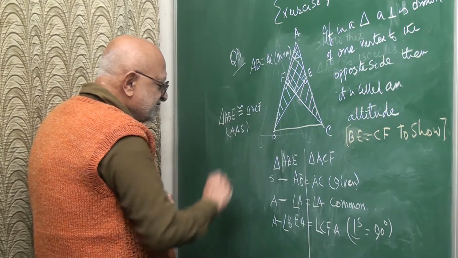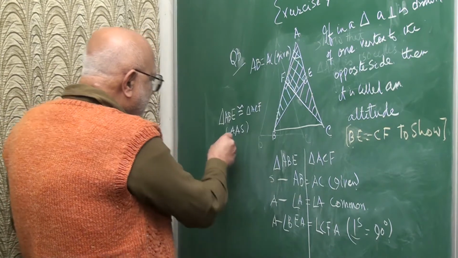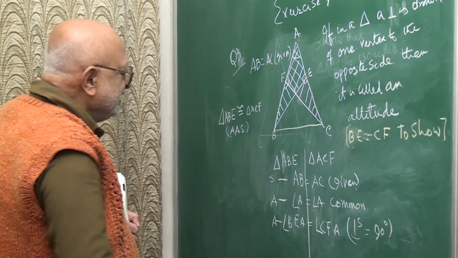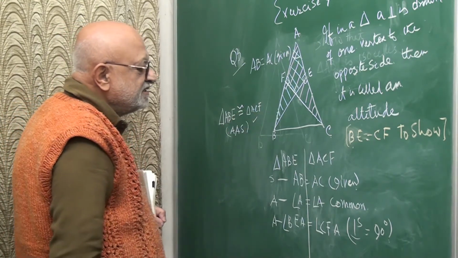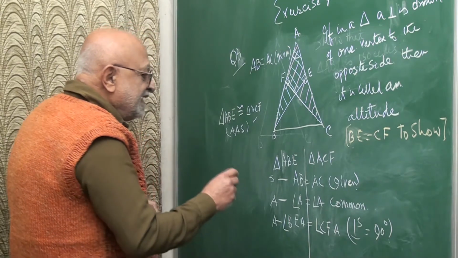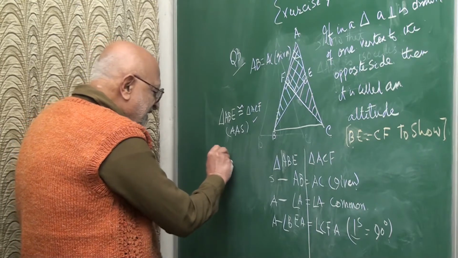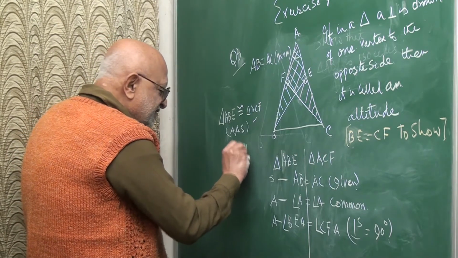AAS. AAS or SAA, any one of them you can take. This is one of the rules of congruency in this case. Once I have proven congruent, then I can say that BE is equal to CF.